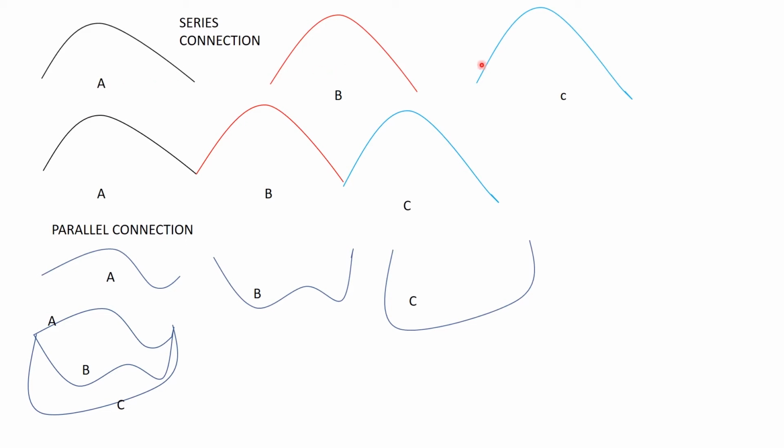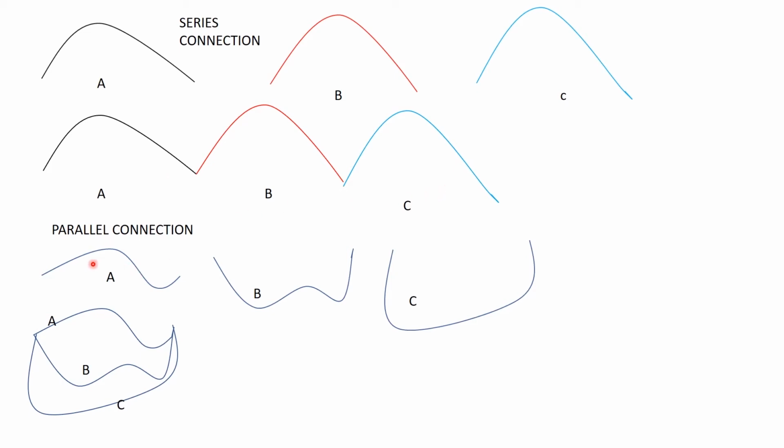I am taking three threads, A, B and C. In a series connection, if one end of A is connected to one end of B, and if the other end of B is connected to one end of C, then there is an end-to-end connection. So this type of connection is called a series connection.